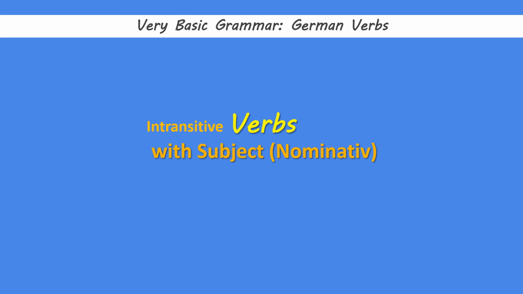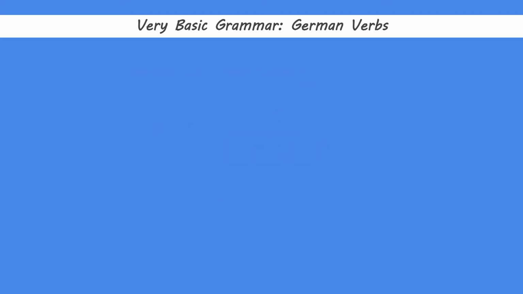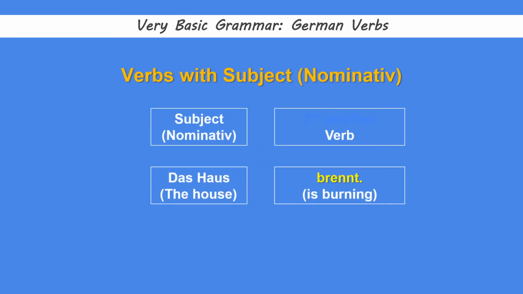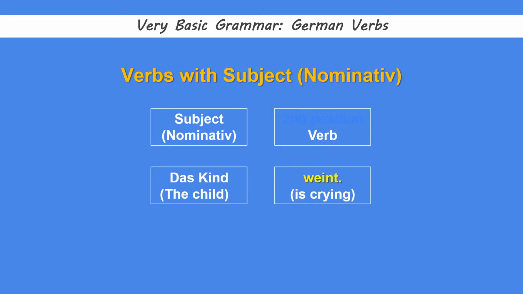Verbs with subject. Nominativ. Some verbs can stand without an object. Das Haus brennt. Das Kind weint. Der Vater schläft. Ich lerne.